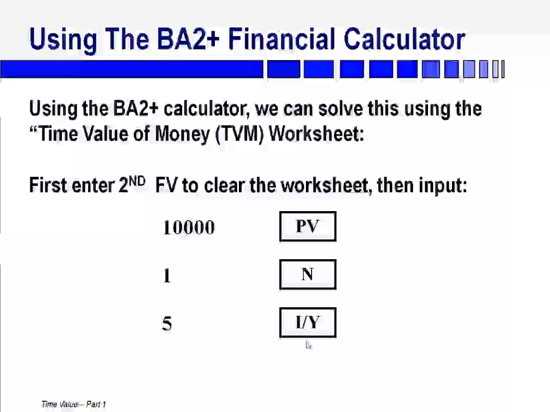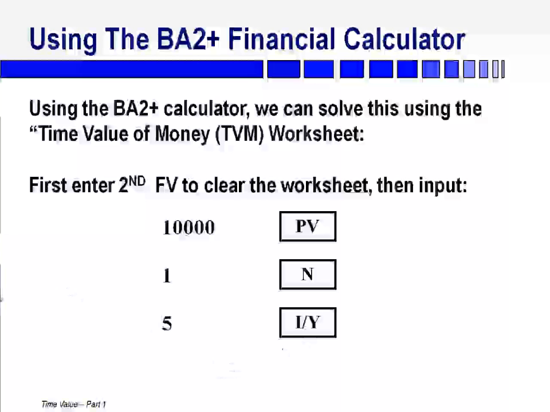5 is I/Y. Now one thing to note is that we enter 5% as 5, not as 0.05. So when you're using the time value formula, like we did in the last slide, you enter 5% as 0.05. Here you enter it as 5. And that I/Y represents the interest rate per period.